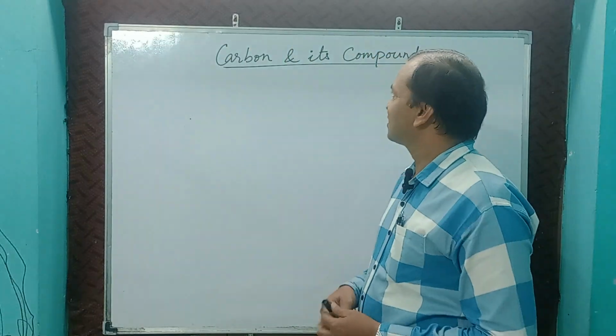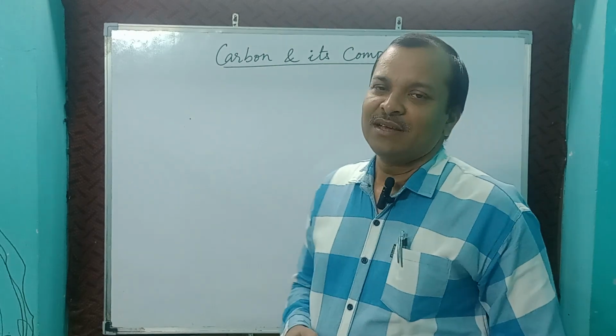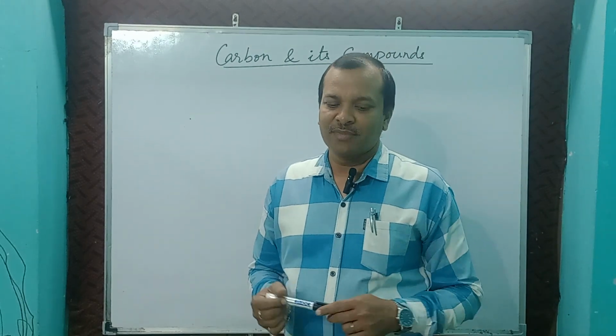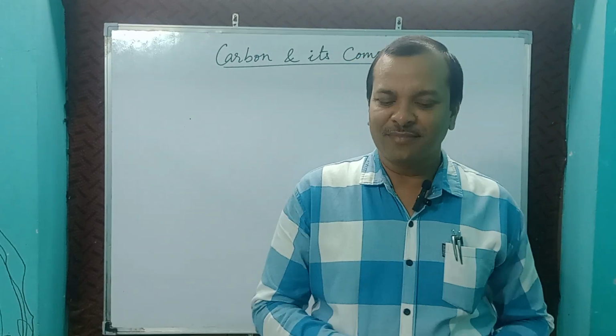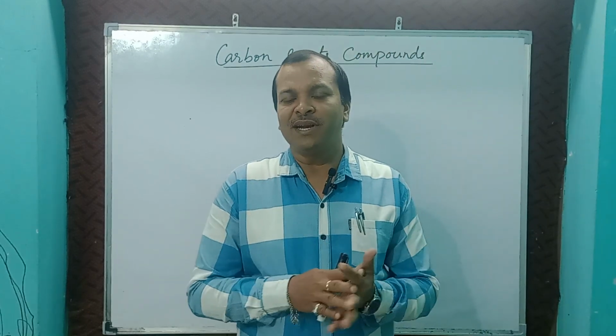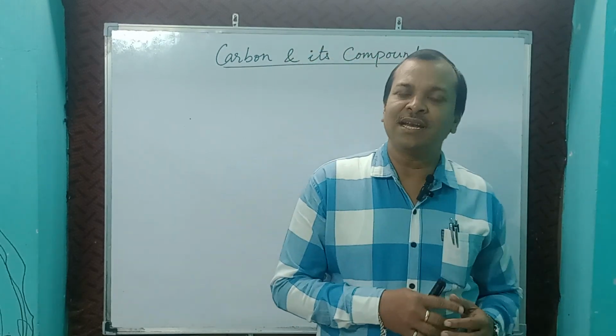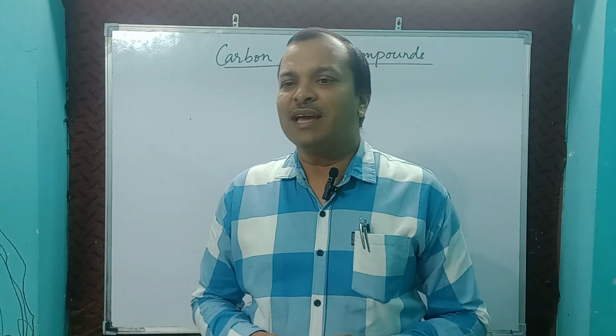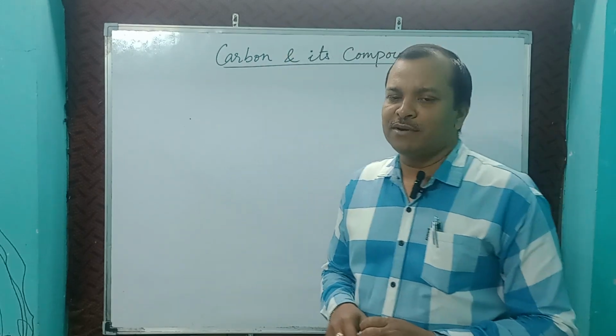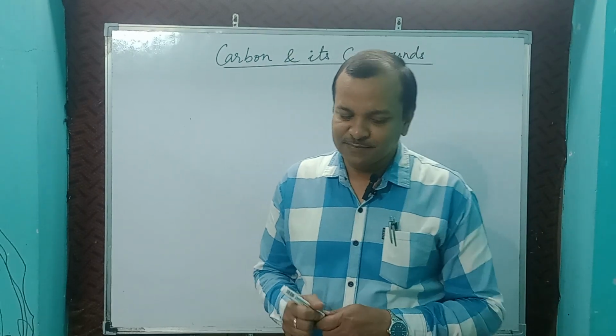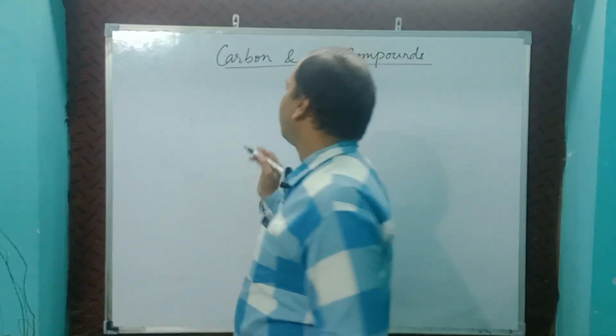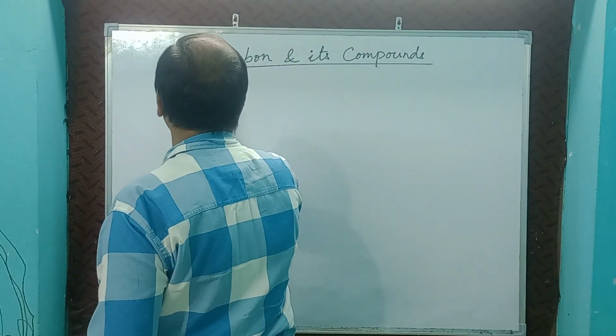Today we will discuss carbon and its compounds. A quick revision. Carbon is the sixth element in our periodic table. It's a versatile element. It can form many compounds. Why? Because it has two important properties.